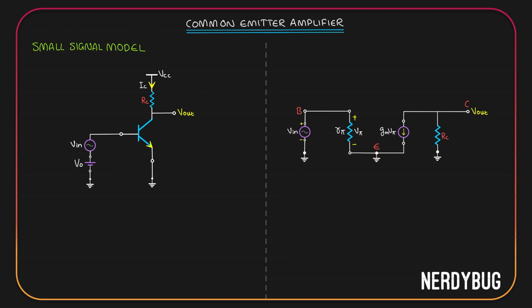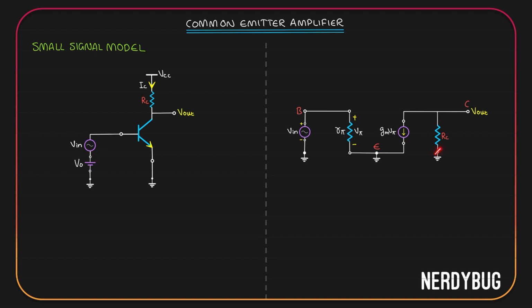In the actual circuit, V input is not connected to the ground, but in the small signal model, it is. Similarly, RC in the actual circuit is not directly connected to the ground, but in the small signal model, it is. What I'm trying to say is the ground that we see in the small signal model is not exactly the physical ground that we see over here in the original circuit. You can see that this point that we have taken as a ground in the small signal model is actually this point. It is obviously not the ground.